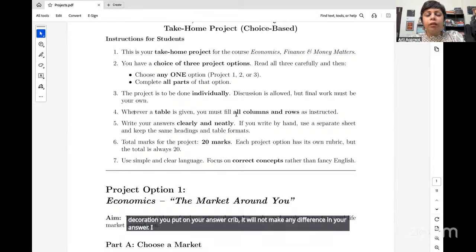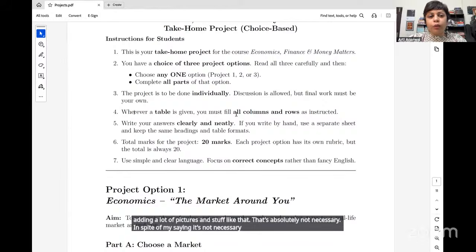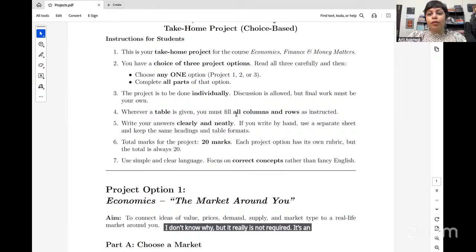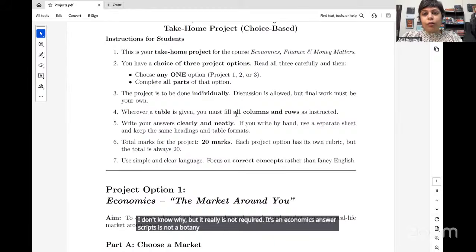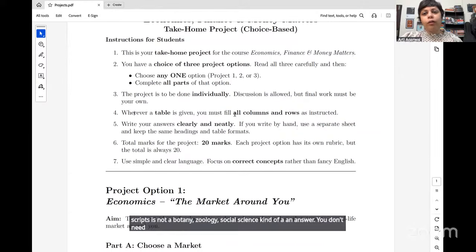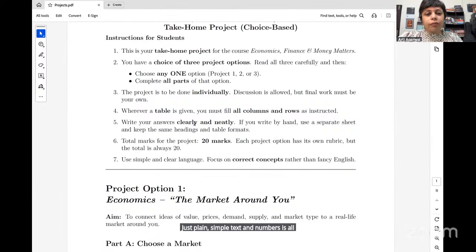I'll be much happier if you did the project more sincerely in terms of doing the exercise rather than adding a lot of pictures and stuff like that. That's absolutely not necessary. In spite of my saying it's not necessary, every batch some people go and do it. I don't know why, but it really is not required. This is an economics answer script. This is not a botany, zoology, social science kind of an answer. You don't need to decorate your answer at all. Just plain simple text and numbers is all that is expected.